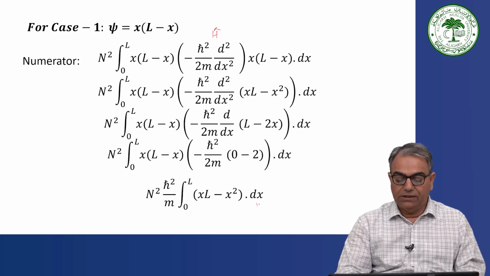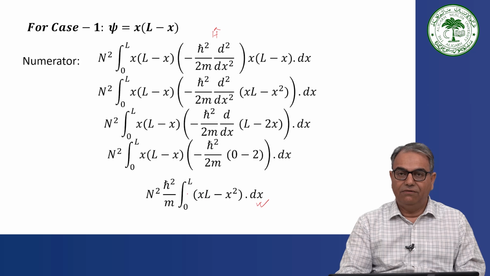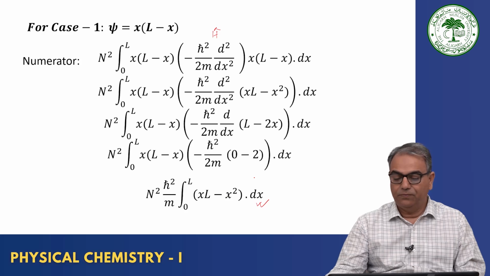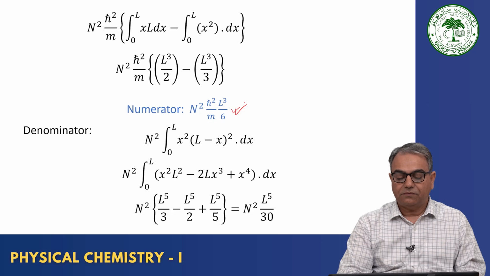Now you have to integrate this equation. So two integrals you have, xL minus x square. L will be constant outside, so the integral of x dx, and then the second integral will be x square dx. That's very easy to do and all of you know that. You get this numerator is equal to h cross square divided by m times L cube divided by 6. This is the numerator. Okay.